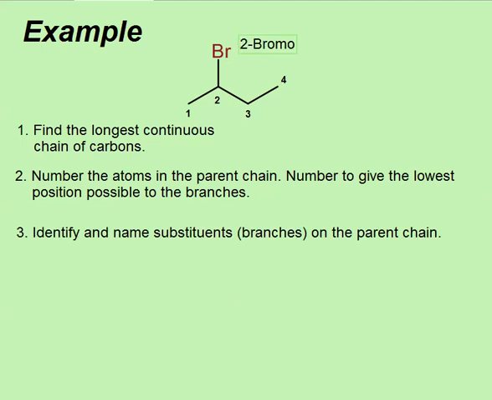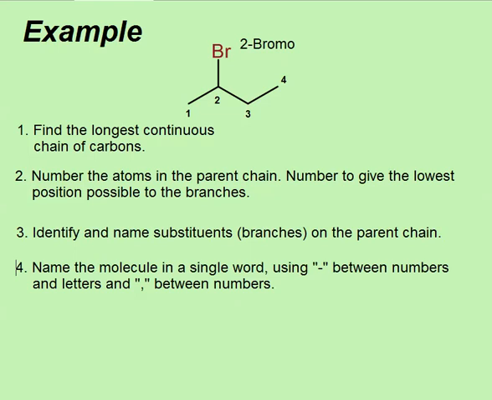Pretty straightforward. Just a bromine, which changes to bromo, and it's on carbon number 2. And then finally we want to put the whole thing together as one continuous word. So we get 2-bromobutane.